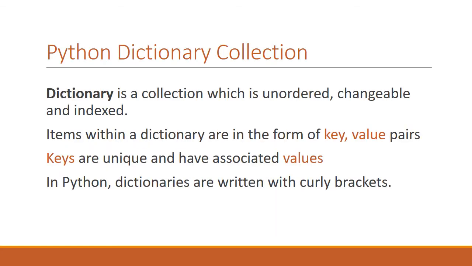A Python dictionary is a collection which is unordered, changeable, and indexed. Items within a dictionary are in the form of key-value pairs. Keys are unique and have associated values. In Python, dictionaries are written with curly brackets.